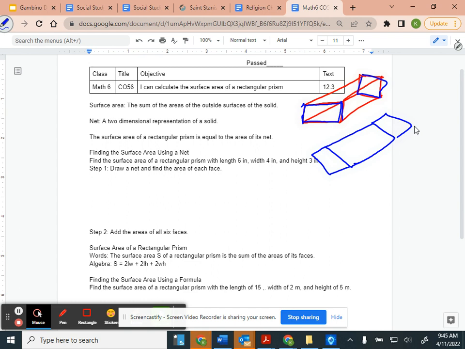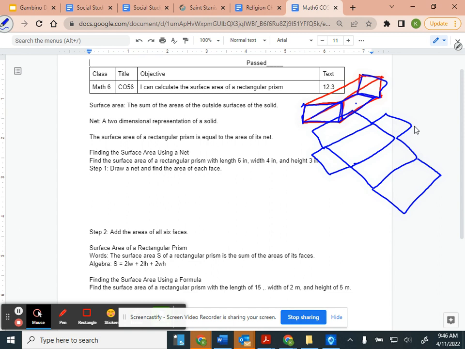How many more rectangles do we have? I've got my bottom one, then I have 1, 2, 3 more sides. So I could have one here, and one here. So do you see how if we were to fold it up, we would get our box? Yeah. We need to know nets and how to use nets. So it's a net, and it's imagining that we are just cutting it open and laying it down flat.